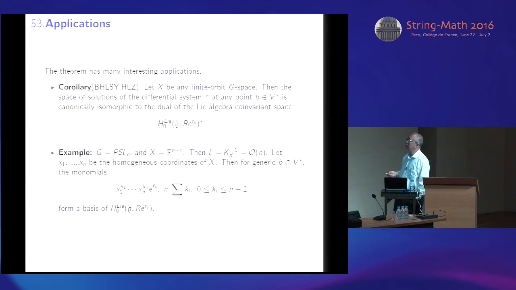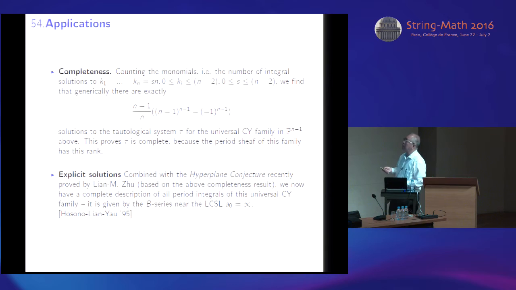So for example, if G equals PSL_n and X equals P^{n-1}, and L equals K_X inverse, then for generic B, the monomials form a basis for the Lie algebra cohomology. And this can be computed, and then we can find its dimension. So counting the monomials, we found there are precisely that many solutions to the tautological system for the universal Calabi-Yau family in P^{n-1}. This allows us to prove that tau that we discussed before is complete, because the PDC for this family has this rank.